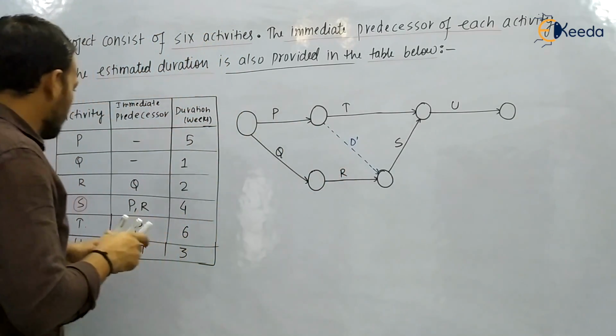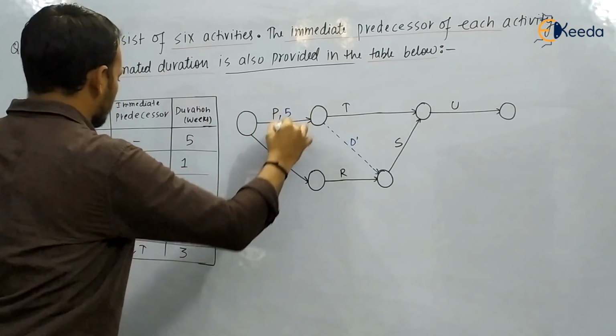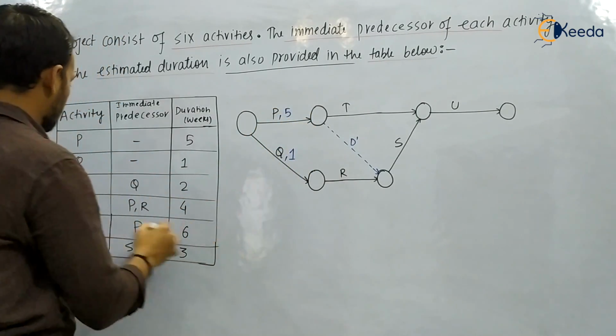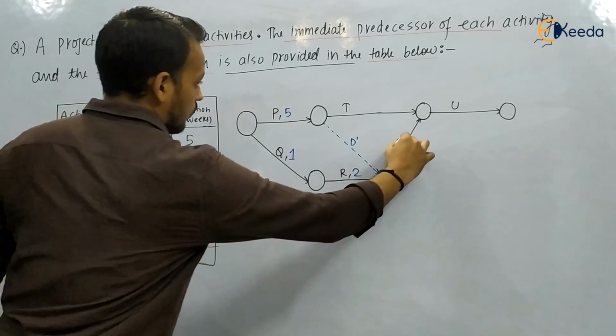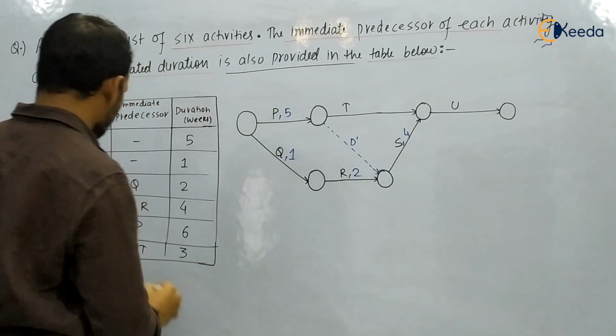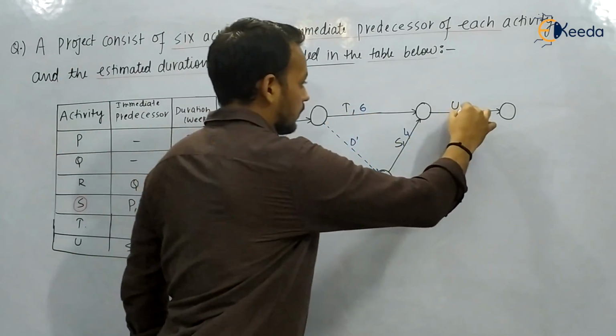Now write the time. For P it is 5 weeks. For Q it is 1 week. For R it is 2 weeks. For S it is 4 weeks. For T it is 6 weeks. And for U it is 3 weeks.